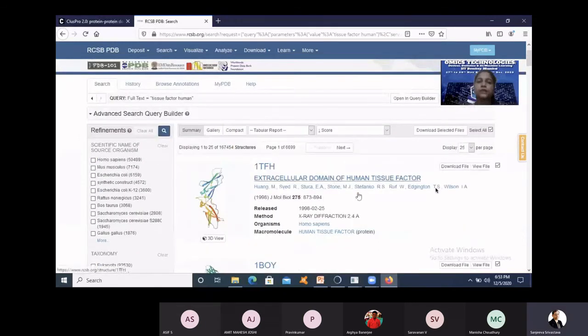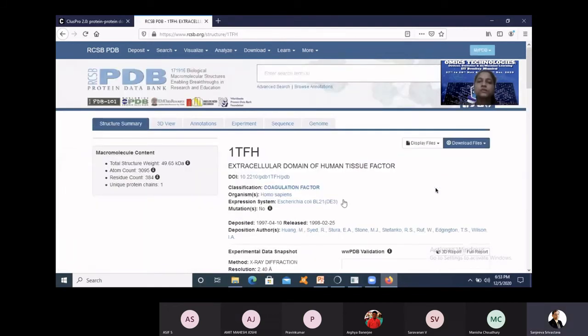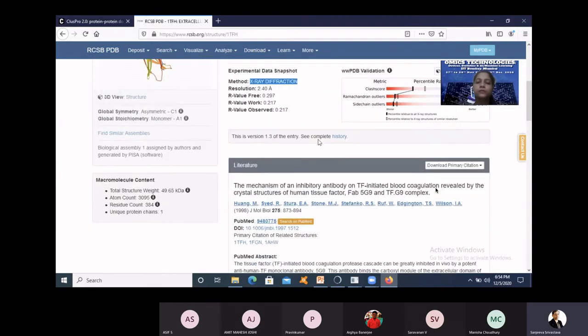So now if we click here and want to know more about the protein, all this information can be obtained about the protein. The method used, if you remember in the last session, we discussed the different techniques used to determine the three-dimensional structure of proteins. One method is X-ray diffraction. Here, this method has been used to determine the structure of the tissue factor.